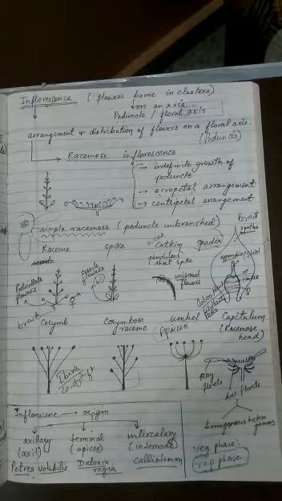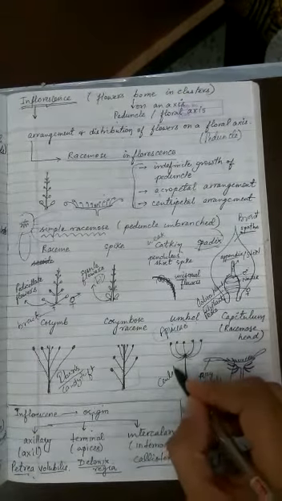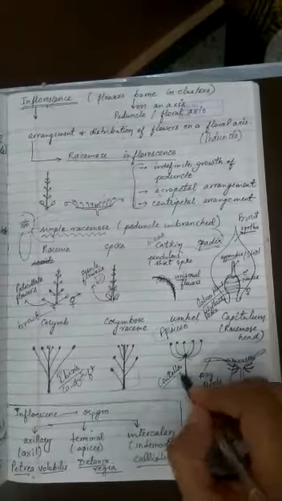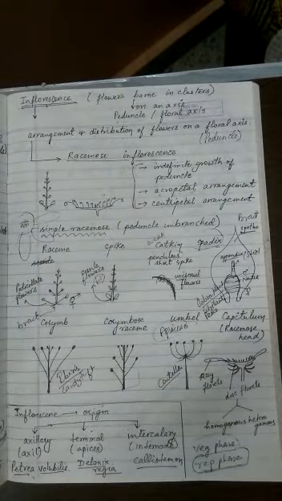Another example is Brahmi booti, what is called in biology Centella. It is considered a medicinal plant. Its extract is used to increase the brain power of memorization, calculation, etc.